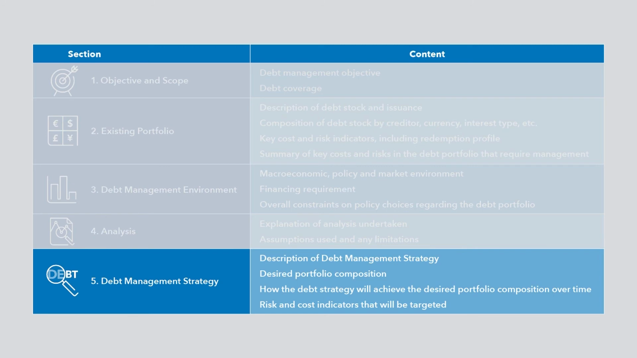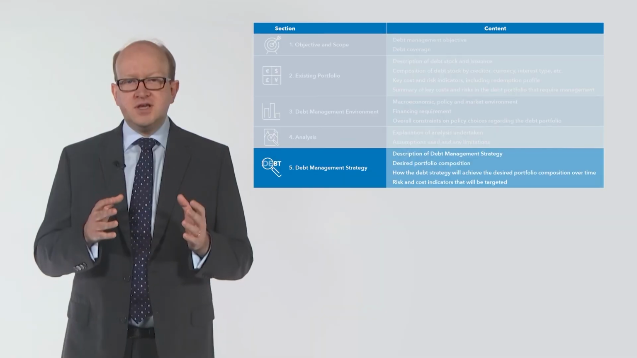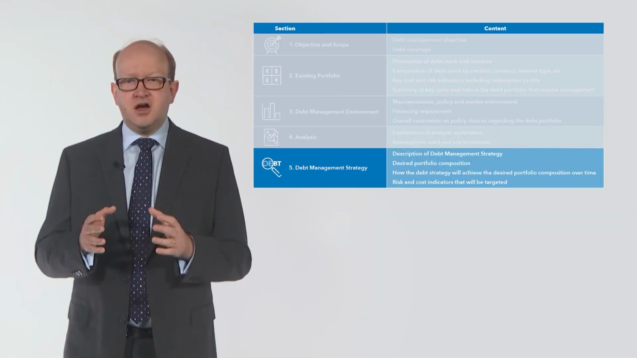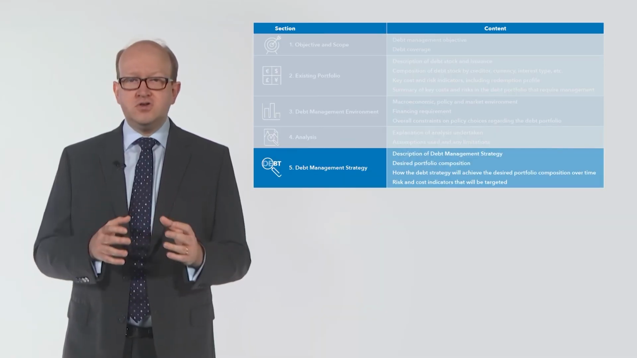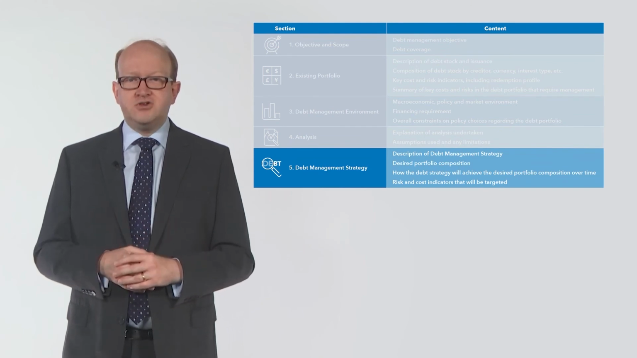Debt strategy. This section explains the strategy that has been approved. It identifies the key elements of the chosen financing strategy and describes the composition of the debt portfolio that would result over the medium term from the implementation of the strategy. It should provide the rationale for the desired composition and how it will be achieved over time. This subsection specifies ranges, targets, or desired direction of the cost and risk indicators that are being addressed by the strategy.